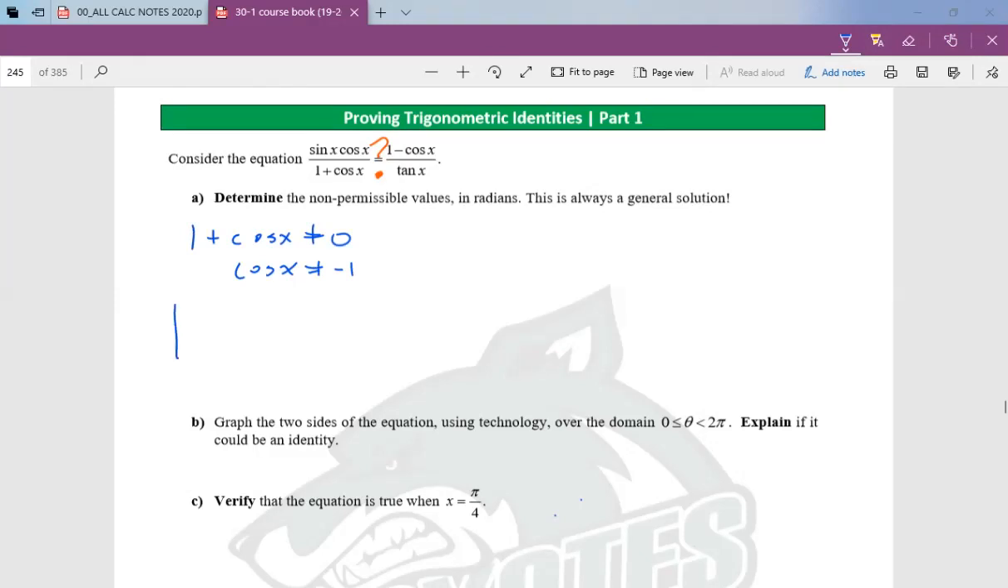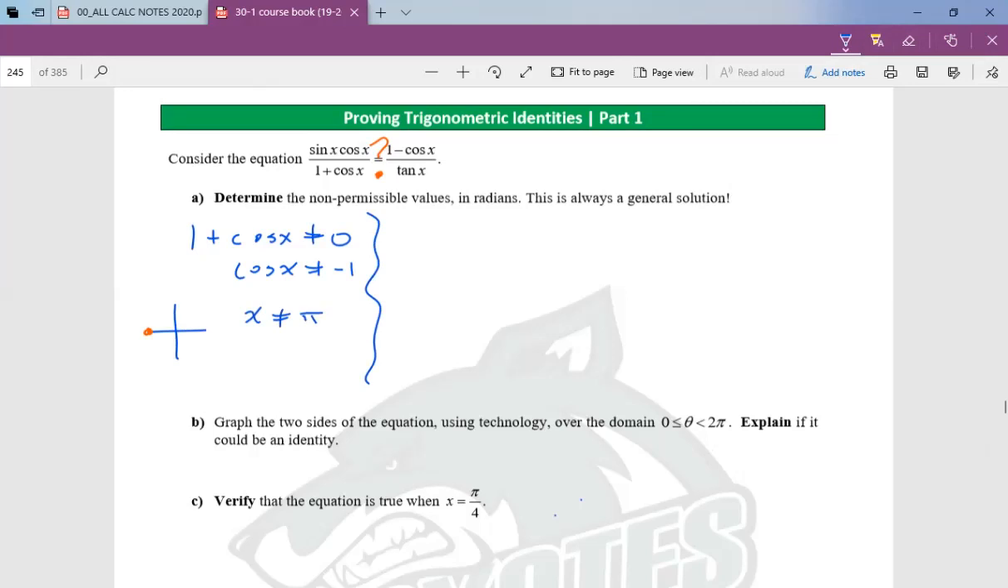And where does that happen? Where is cosine equal to -1? It is equal to -1, of course, at pi. So we would state, therefore, x cannot equal pi. Now that's just within one revolution, so we will also need our general solution to that. So let's just put that one on pause for a second, and let's find what else we've got going on.